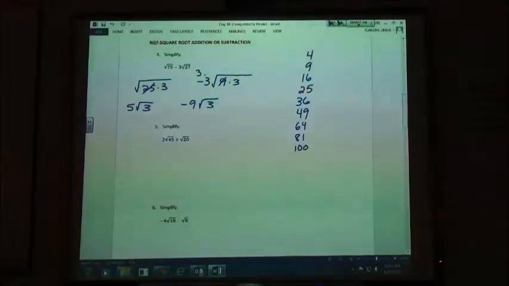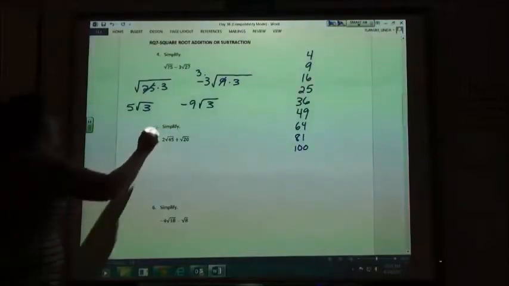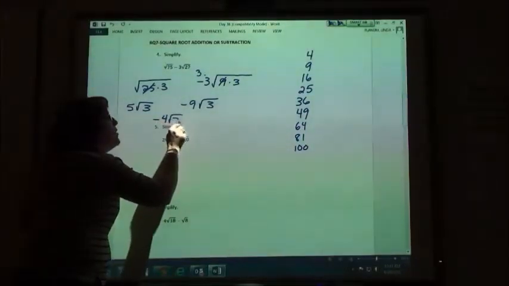Now I'm going to have like terms. It's like taking a 5x minus a 9x. Think of that square root part as your label. We're just doing the front numbers. 5 minus 9 would be negative 4, so I get negative 4 square root of 3.